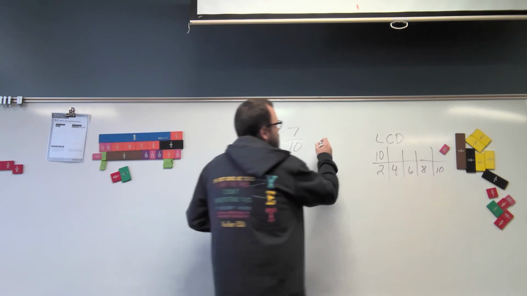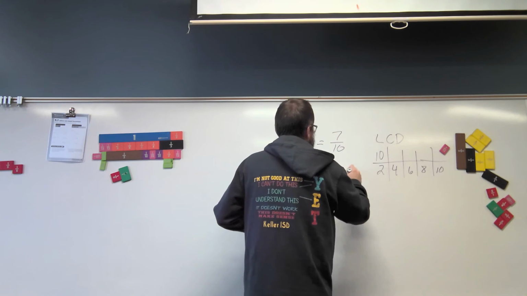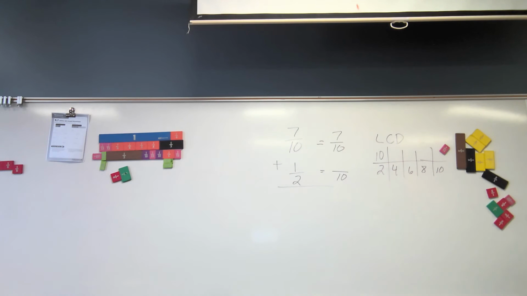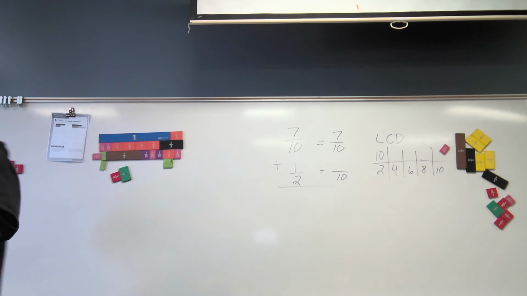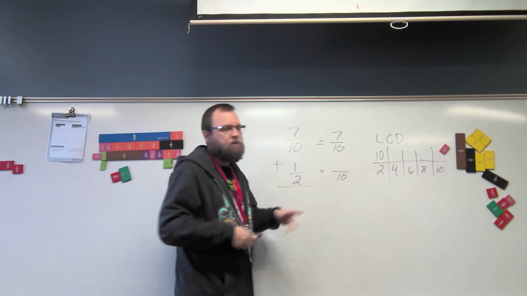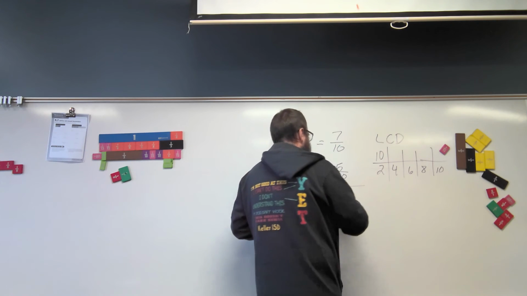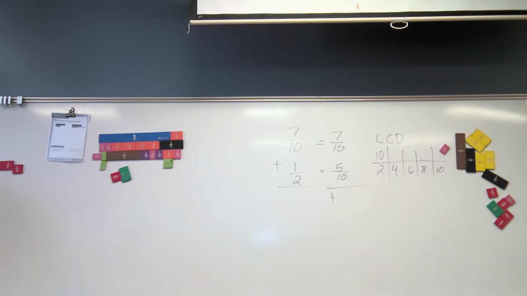So now this one is already over 10. I need to change this so it's over 10. Well, we know all our halves. Everyone knows a fraction with a denominator of 10, the numerator has to be what if it equals a half? 5. Because any fraction that equals a half, the numerator is half of the denominator. Now we can add those because they have a common denominator.